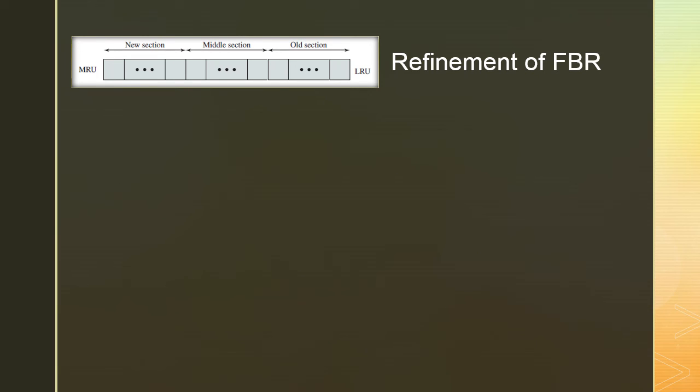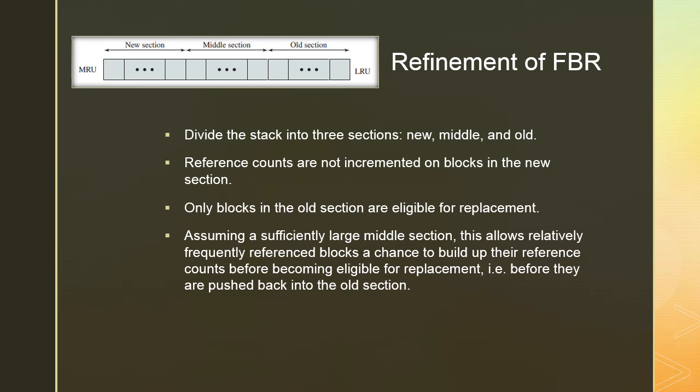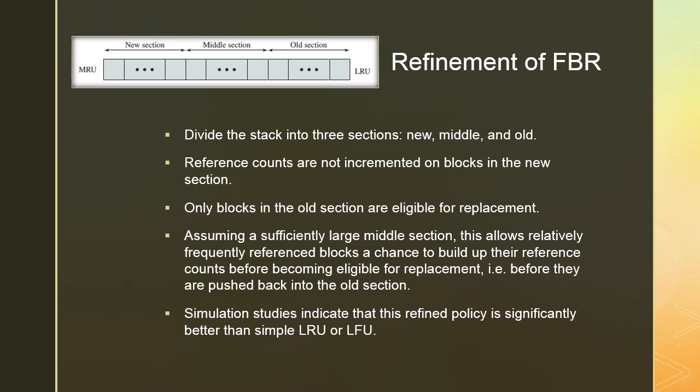Refinement of frequency-based replacement. Divide the stack into 3 sections: new, middle, and old. Reference counts are not incremented on blocks in the new section. Only blocks in the old section are eligible for replacement. Assuming a sufficiently large middle section, this allows relatively frequently referenced blocks a chance to build up their reference counts before becoming eligible for replacement, that is, before they are pushed back into the old section.